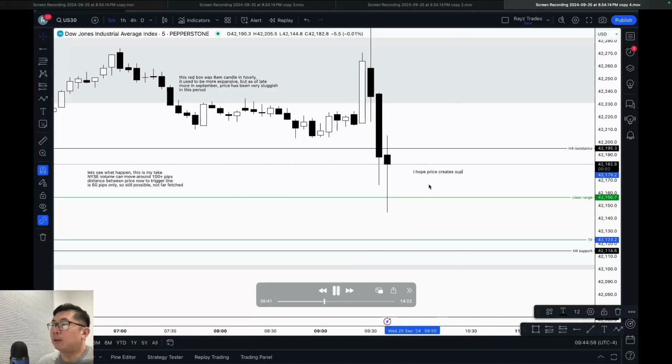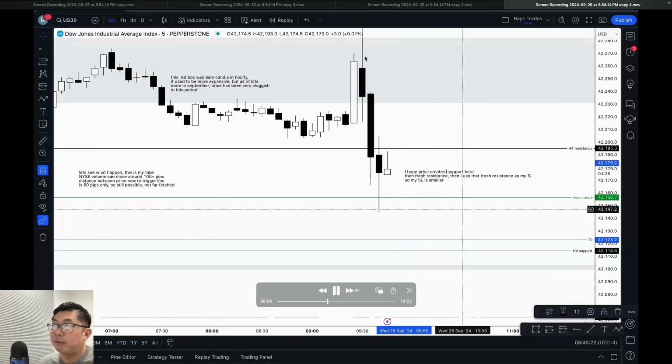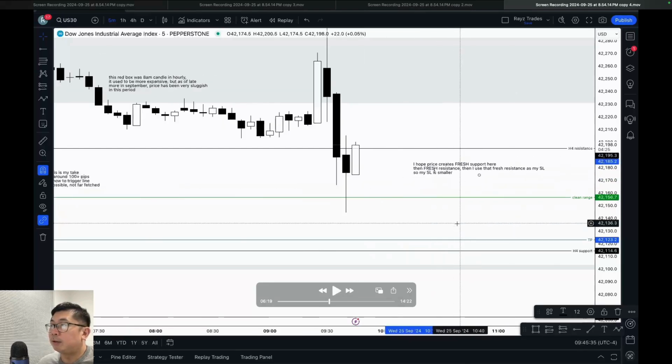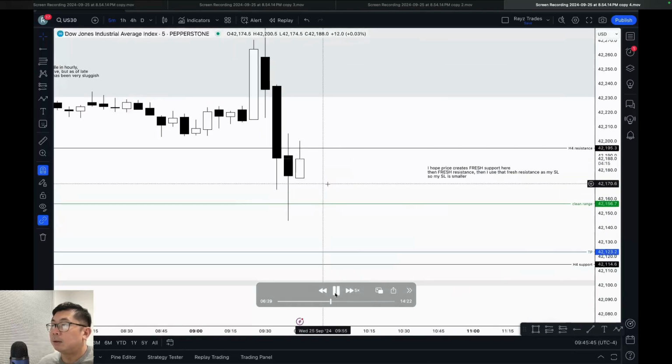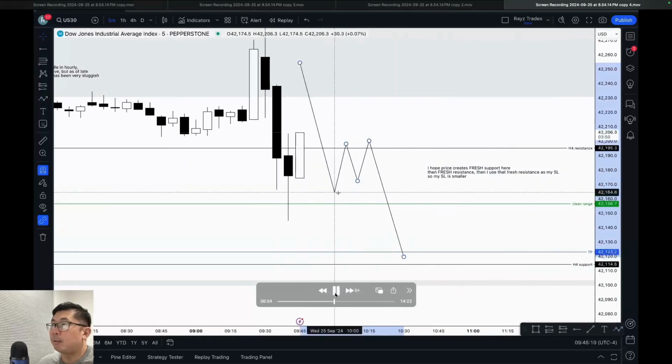So I hope price creates a fresh support here and then fresh resistance. Then I can use that fresh resistance as my stop loss. That's what I wrote. So my stop loss is smaller instead of having it up there. Right, fresh support, fresh resistance, and use it as my stop loss. Don't worry, I got this one wrong anyway.